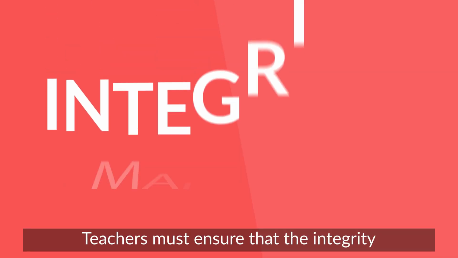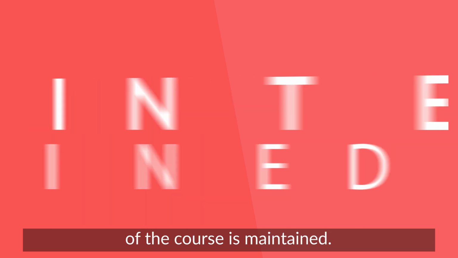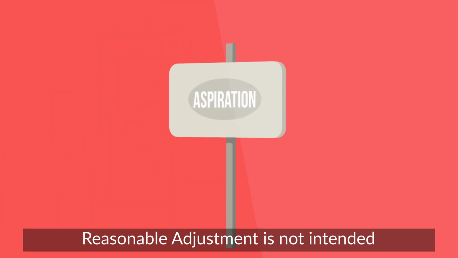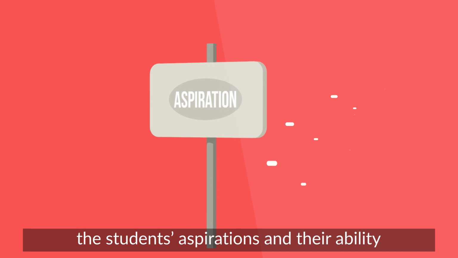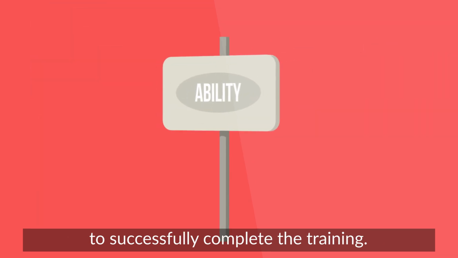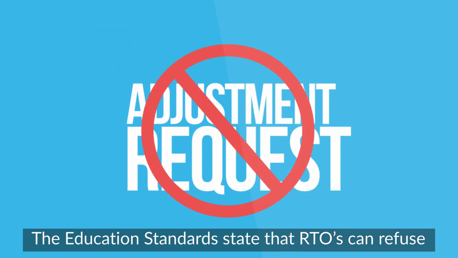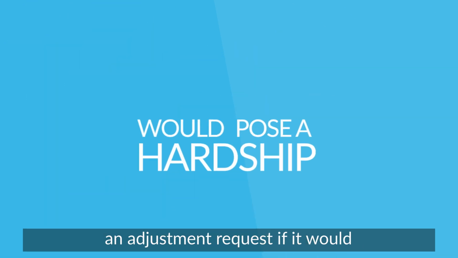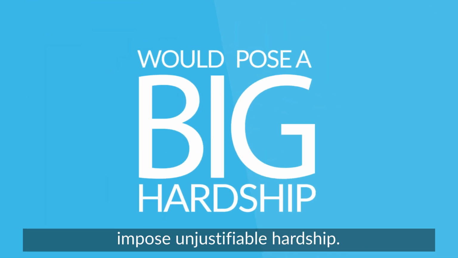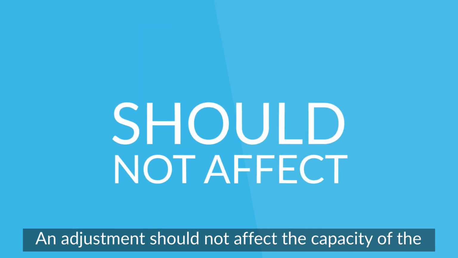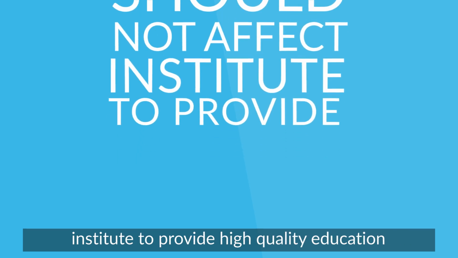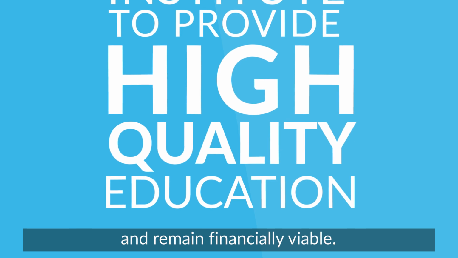Teachers must ensure that the integrity of the course is maintained. Reasonable adjustment is not intended to bridge the gap between the students' aspirations and their ability to successfully complete the training. The education standards state that RTOs can refuse an adjustment request if it would impose unjustifiable hardship. An adjustment should not affect the capacity of the institute to provide high-quality education and remain financially viable.